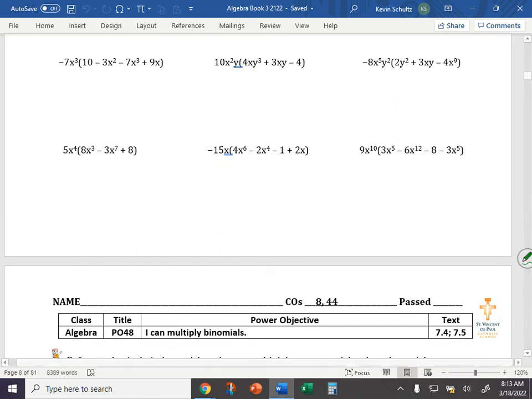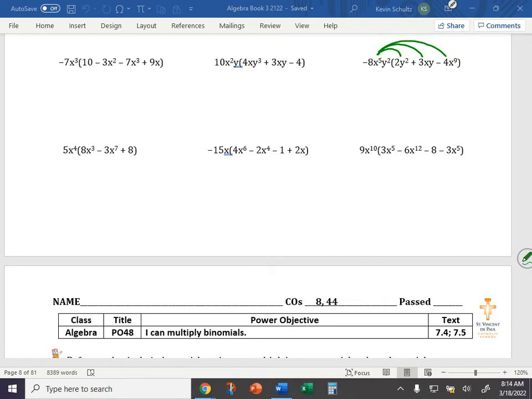All right. How about this? Negative 8x to the fifth y squared, and then in the parentheses, we've got a whole bunch of terms. Okay? We are going to be distributing this. And so, Vince, what's our first term of our solution going to be?